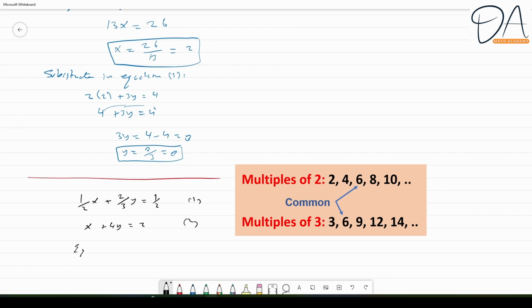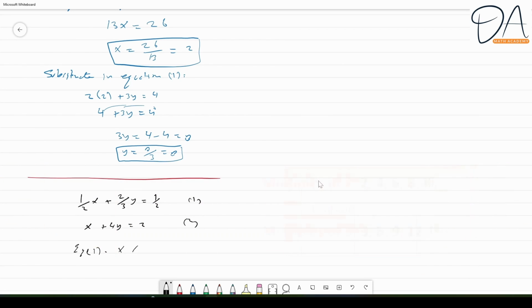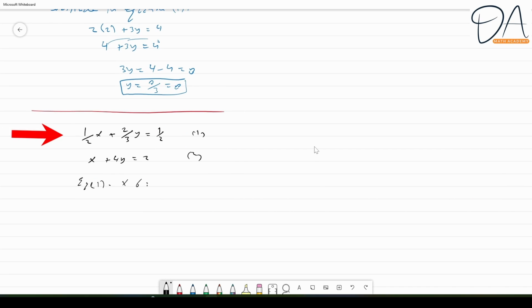We have equation 1 times 6. So 6 times half, or 6 divided by 2, that gives you 3x. Similarly, 2 times 6 divided by 3. 6 times 2, 12 divided by 3, that is 4. So you get 4y. 6 times half, or 6 divided by 2, that is 3. So this is equation 3, which is simply equation 1 after multiplication.